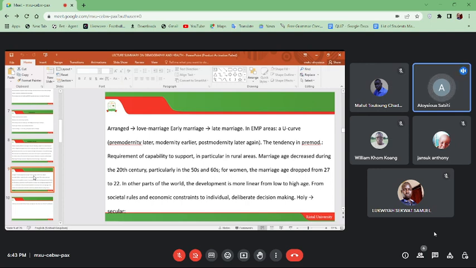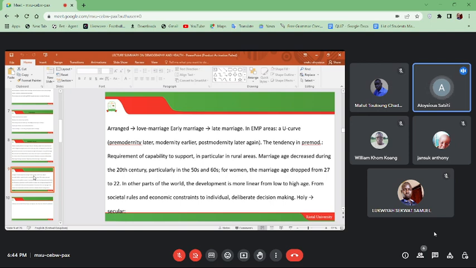So marriage age decreased during the 20th century, particularly in the 50s and 60s. For women, the marriage age dropped from 27 to 22. In other parts of the world, the development is more linear, from low to high age. So this depiction of 27 to 22 is mostly for the most developed countries. But for us in the low developing countries, our development is more linear, from a low to a high age, because for us traditionally marriage was about provision, and therefore people married at a tender age, from the age 16, from the age 12, others even 13, there was already marriage.